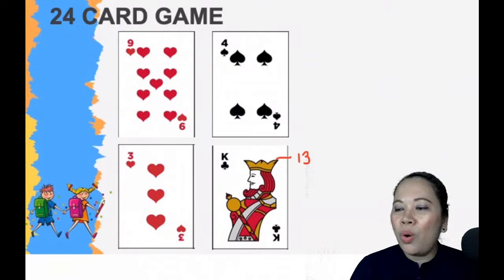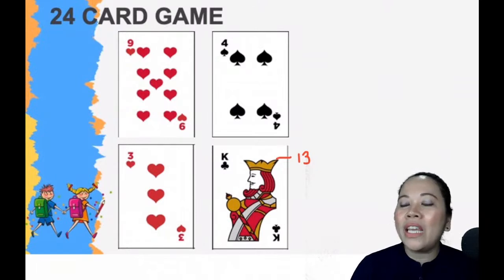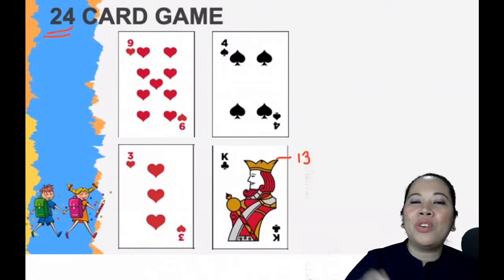9, 4, 3, and king. King is 13. So what you need to do, Dexin, is just either add, multiply any of the cards, as long as you don't repeat the cards. And the final answer should be 24. That's why it's called 24 card game.